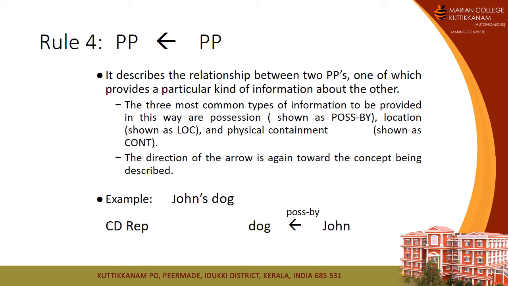So there are three types of information that are provided there. One is possession or poss-by. Second one is location and third one is physical containment. So here possession is used. So dog implies possessed by John.